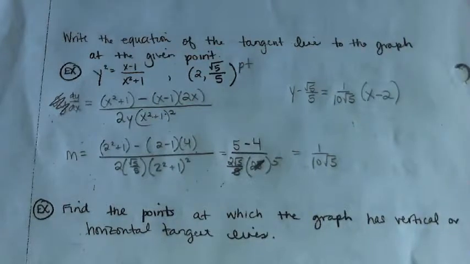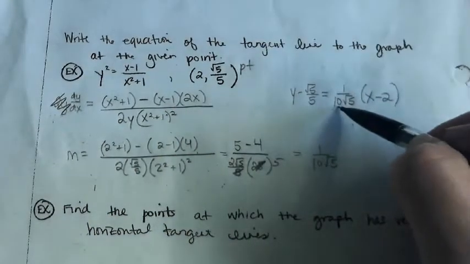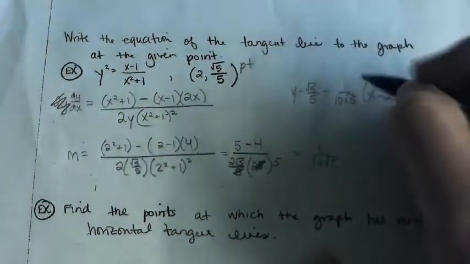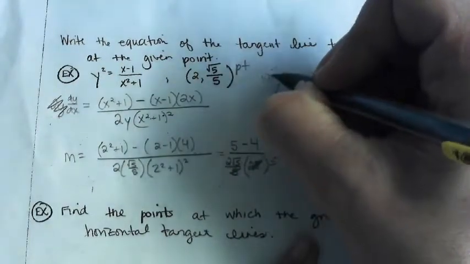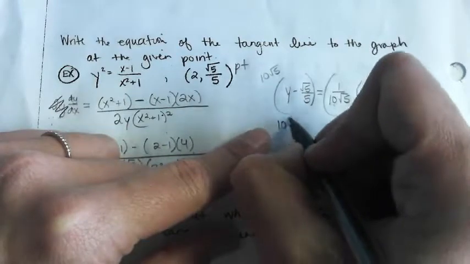They might get rid of the fractions. Oh, it's not even a complex fraction. They might get rid of the fractions by multiplying both sides by the least common denominator here, which would be 10 root 5. So if I multiplied both sides by 10 root 5, I'll get 10 root 5y.